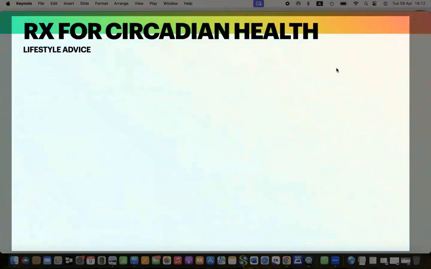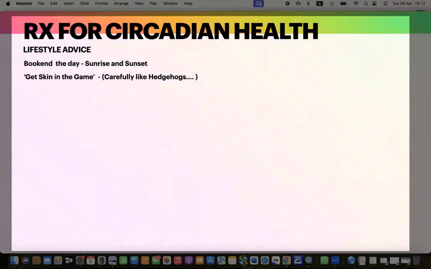So let's get some lifestyle advice for circadian health. The first thing is to bookend the day, try and see a sunrise, or be out in the light around sunset. Get skin in the game, do it carefully, develop a solar callus, a protective tan, and do it according to your skin type. The darker skin you have, the more sun you need. The lighter skin, the less. But we all need sunlight. The eyes have big receptors, non-visual receptors.